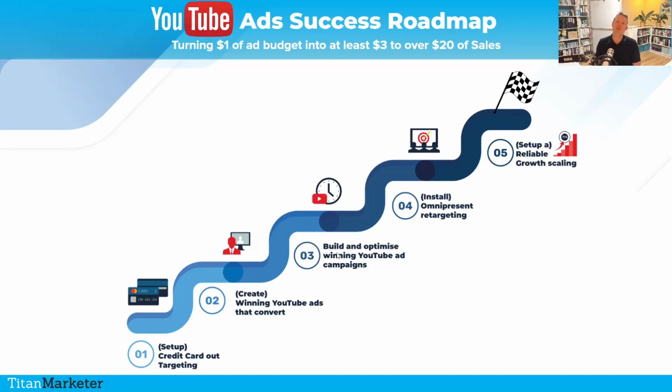Basically, the first thing we want to share with you is our YouTube ad success roadmap. That's how to turn $1 of ad budget into at least $3, or over $20 in sales. There is a 5-step process to this that we'll be running over the 3 days. The first is how to set up your credit card targeting, how to create YouTube ads that are going to convert, how to build and optimize winning YouTube ad campaigns, how to install omnipresent retargeting, and how to set up your marketing so you're able to grow and scale.